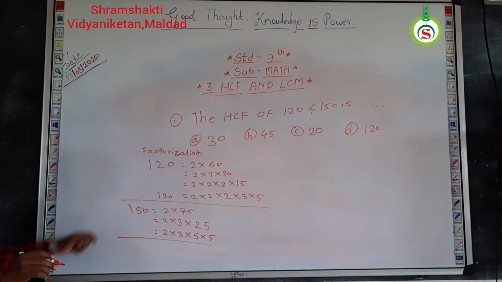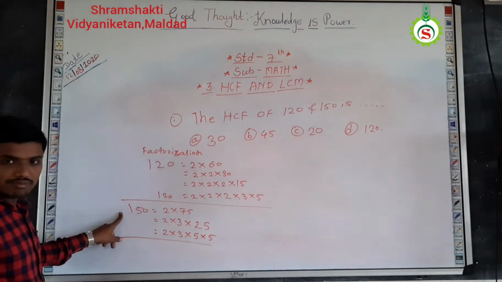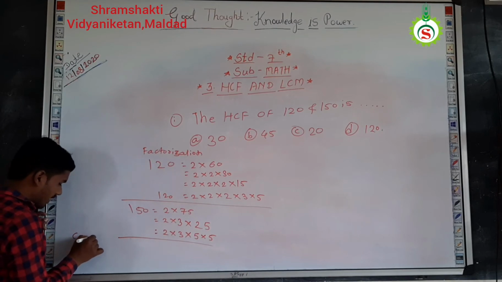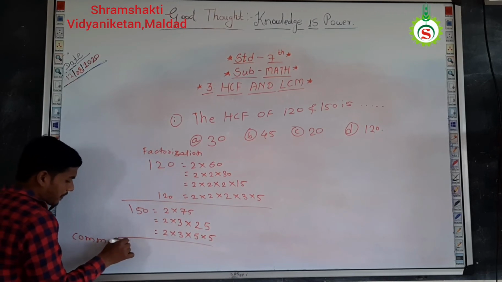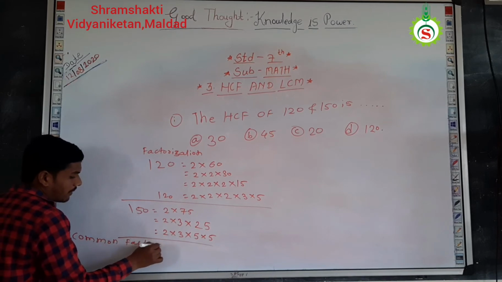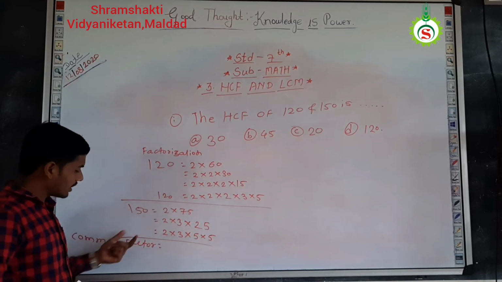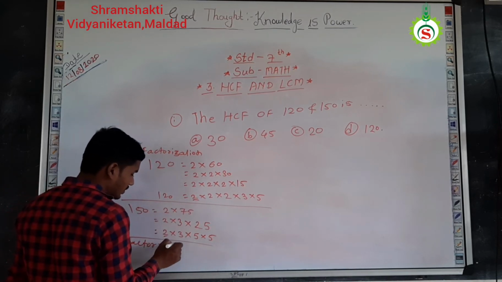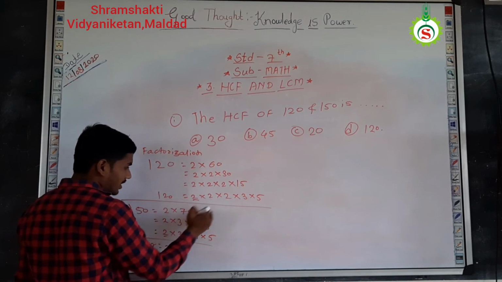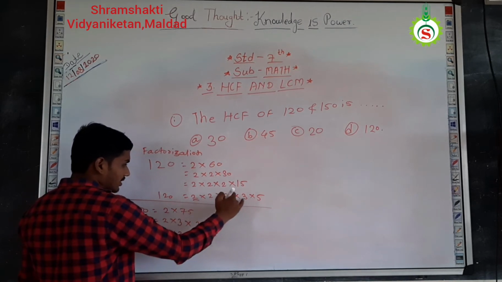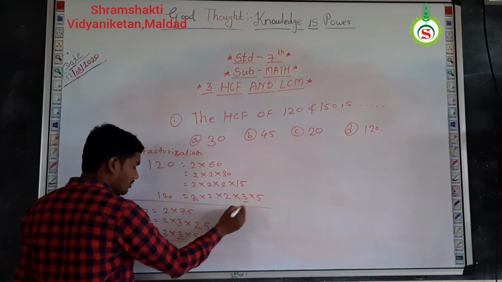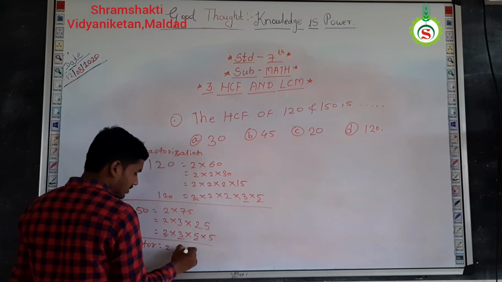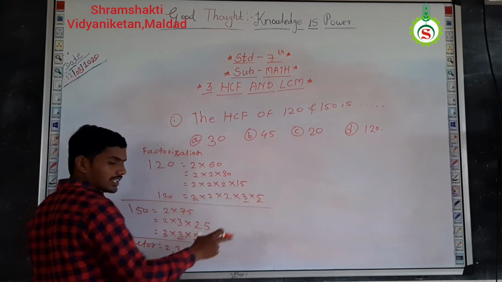Now I have found the factors of 120 and 150. For finding the HCF, what do I have to take? Common factors. So which are the common factors? That 2 is here, that 2 is here, so 2 is common. That 2 is here but not here. That 2 also is here but not here. That 3 is here and here, so 3 is common. Again that 5 is here and that 5 is here, so it is common. That 5 is here but not here, so it is not common.